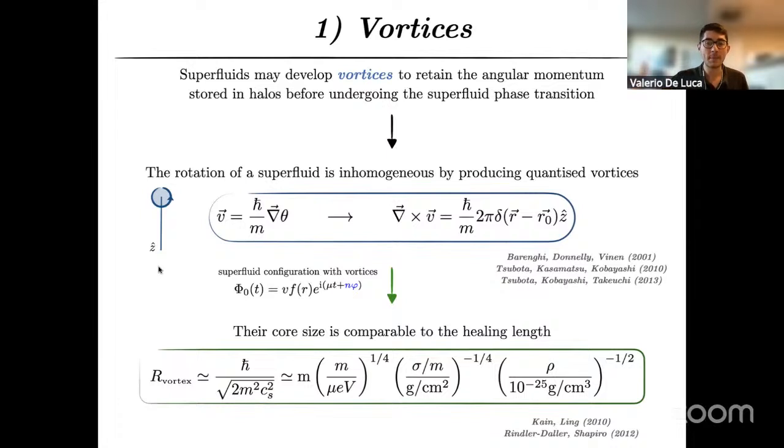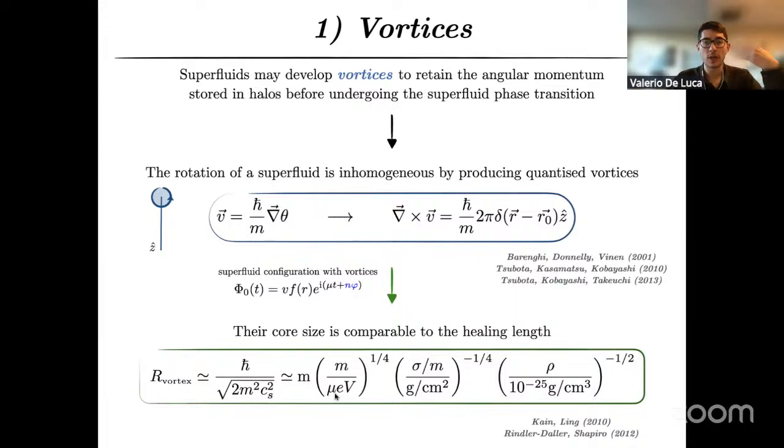We can study the properties of these vortices a bit better by perturbing the superfluid configuration. You will see that the size of the vortex core will be proportional to the healing length of the system, which again depends on the mass and the sound speed of the system. So if you plug in some numbers, you may expect vortices with the size of a meter for micro-electron-volt masses, for example.